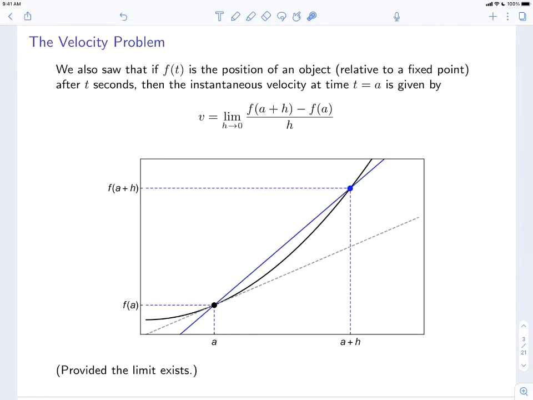In that case, it's the average velocity over time, starting at time a and going to time a + h. The average velocity over this time interval turns out to be equal to the slope of the secant line that passes through these two points. And if we compute the limit of this slope as h goes to 0, we end up with the slope of a tangent line. The slope of this tangent line is the instantaneous velocity. Again, provided this limit exists.